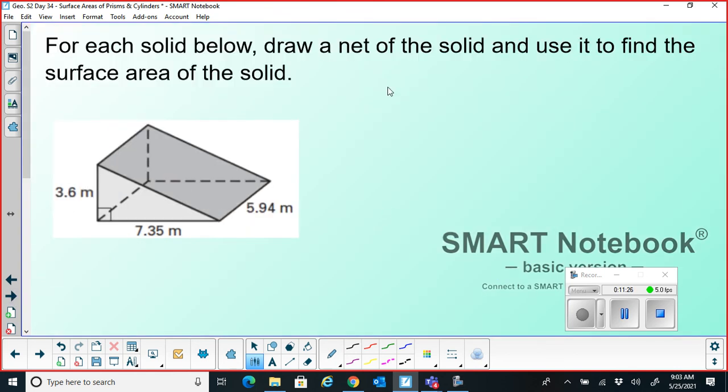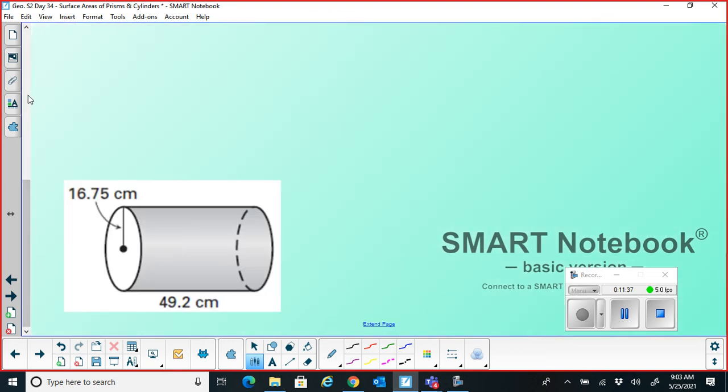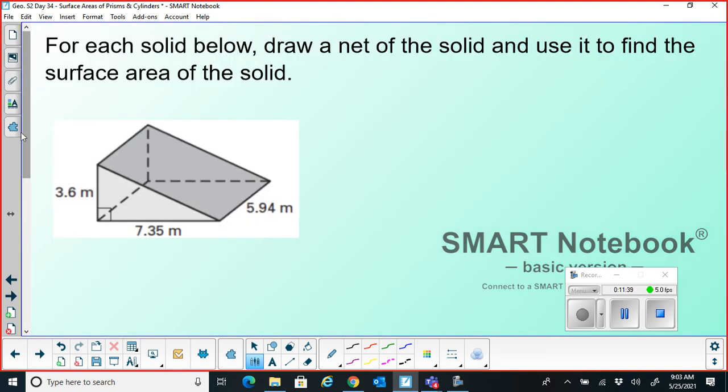For each solid, draw a net of the solid and use it to find the surface area of the solid. Okay, before we get to the formula for finding area of prism and cylinder, they're just asking us to draw the net. In this case, I will have two rectangles and two triangles and one of the base. So if I were to draw the net here, you have something like this.